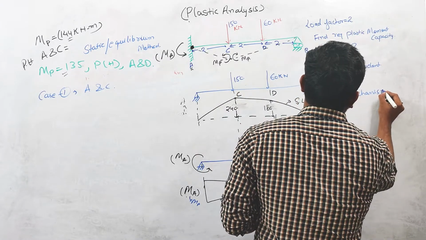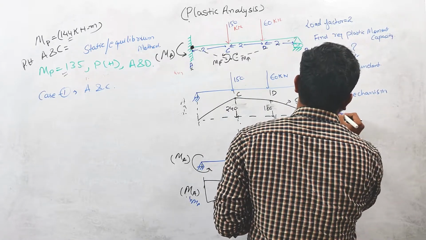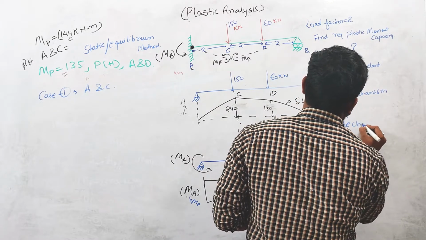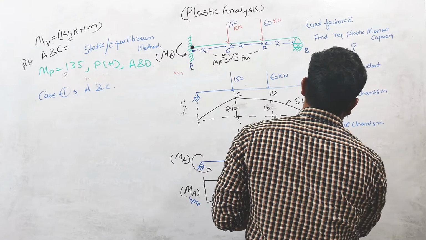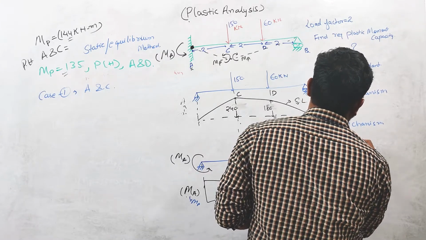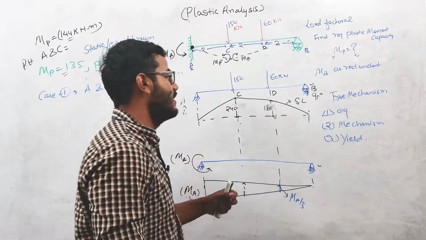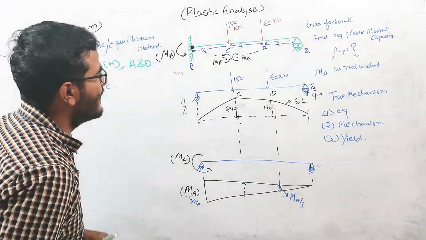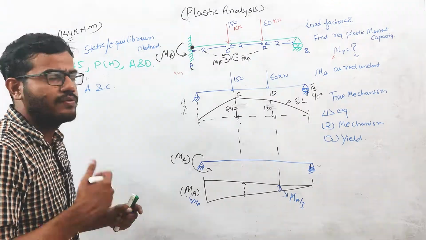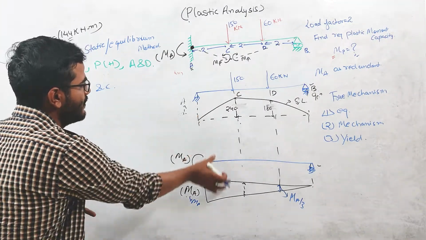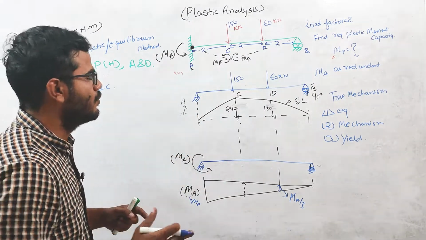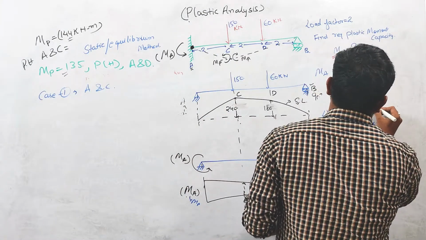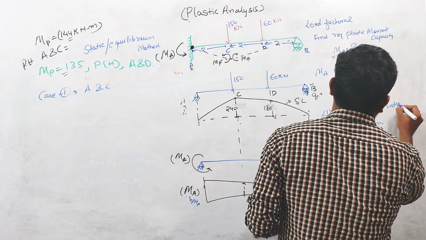we need to satisfy three conditions. One is equilibrium, second one is mechanism, and third one is yield condition. Okay, and we have discussed these three conditions in detail in the previous lectures, right? So you can see that already we are using the concept of equilibrium. We are forming this equation using equilibrium. So equilibrium condition will always be satisfied in the static equilibrium method.